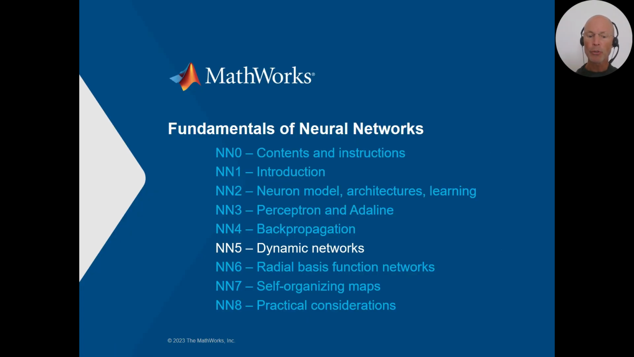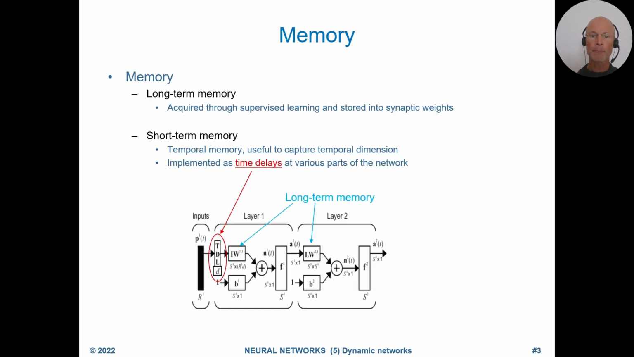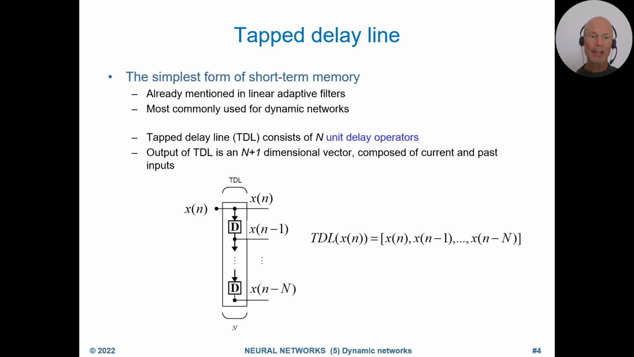In this chapter, we introduce dynamic networks because time is quite an important ingredient for various learning processes such as speech, vision, signal processing, control, and we can build time into the operation of neural networks either by adding temporal memory or feedback. Memory can be implemented as a long-term memory, as the synaptic weights in the static networks, or short-term memory, which adds the dynamic element to the neural networks. The tap delay line is the simplest form of short-term memory, and it consists of unit delay operators to add some dynamic component.